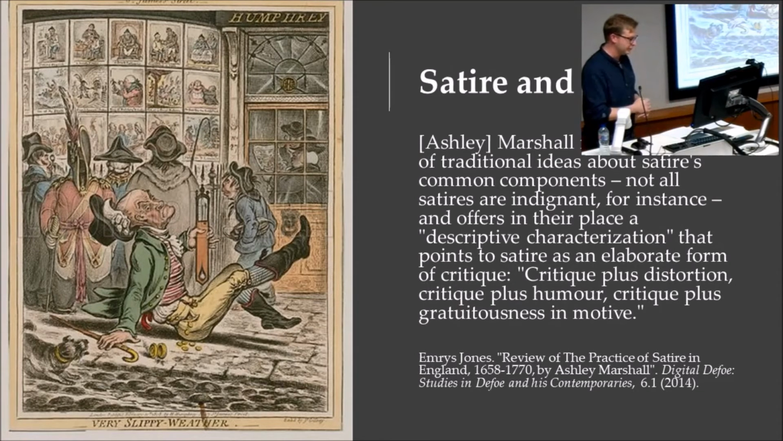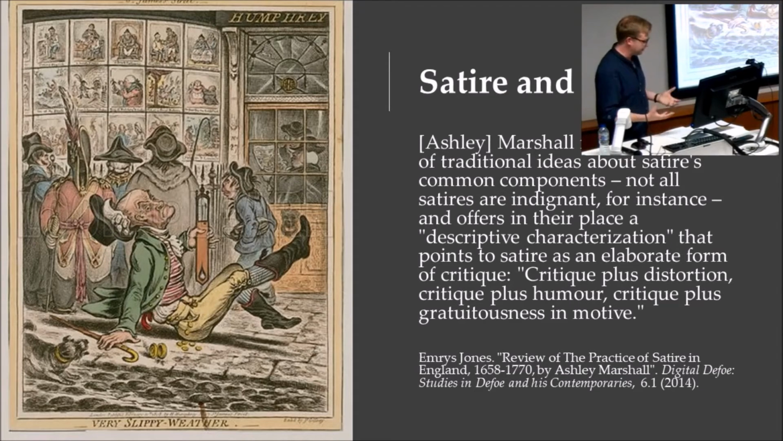So Emrys Jones, reviewing Ashley Marshall's book, says, Marshall, a critic I have a great deal of time for, rejects a number of traditional ideas about satire's common components. Not all satires are indignant, for instance, and offers in their place a descriptive characterization that points to satire as an elaborate form of critique. This is how I started the lecture, isn't it? Writing criticism, critique. The difference with satire is satire is critique plus distortion, critique plus humour, critique plus gratuitousness in motive. Satire is critique, but extra.